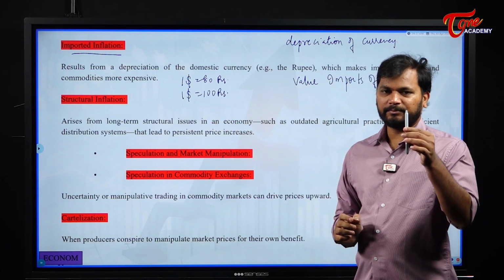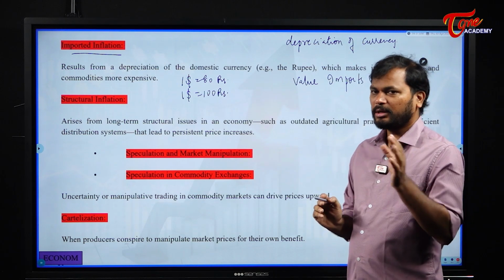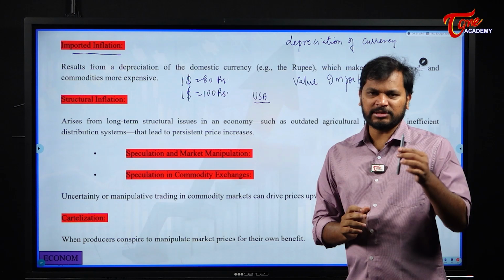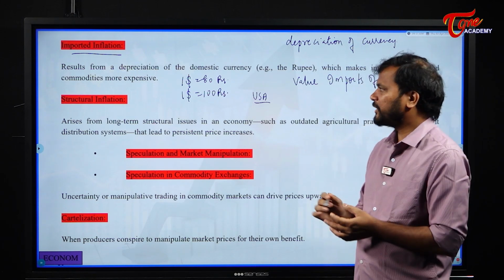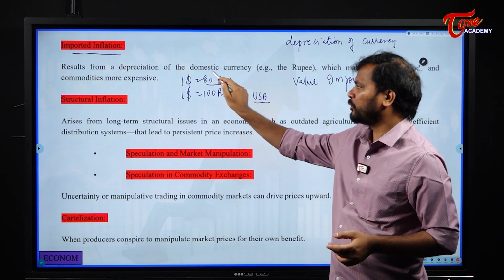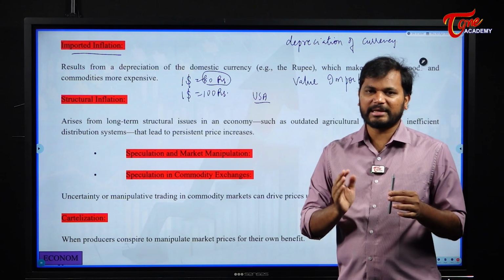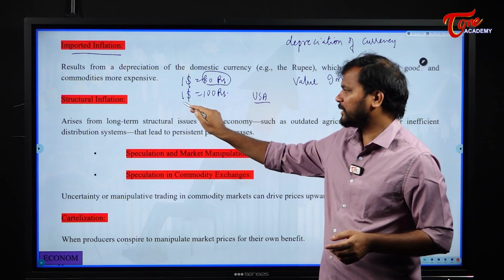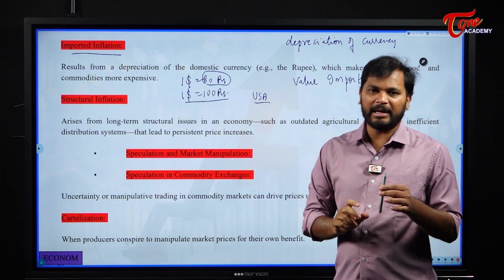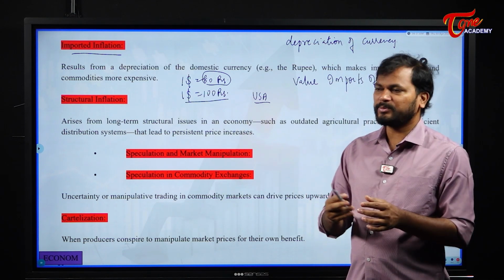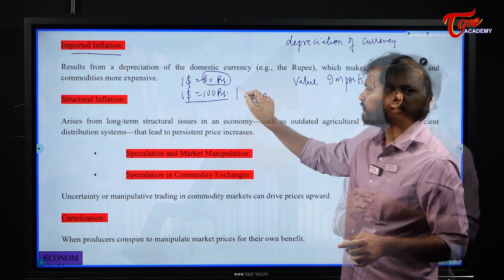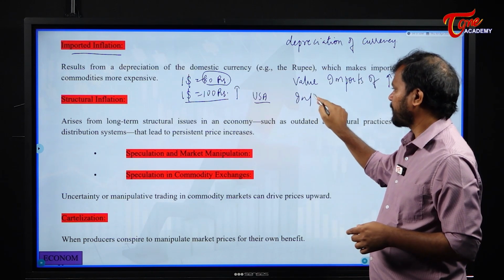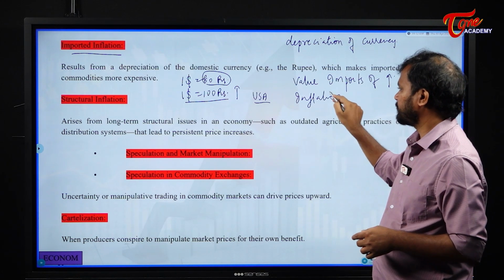Okay, now I am importing this particular pen from the USA. In normal times, the price of this pen is $1. In normal times, I will pay 80 rupees for this pen because of the exchange rate: $1 is equal to 80 rupees. Now, as a consequence of the depreciation of the currency, for the same pen I am forced to pay 100 rupees, which is nothing but the increased level of prices with respect to the pen, leading to inflation.